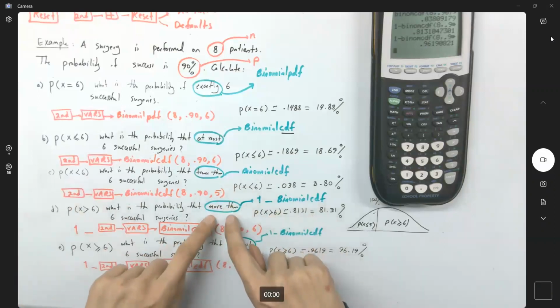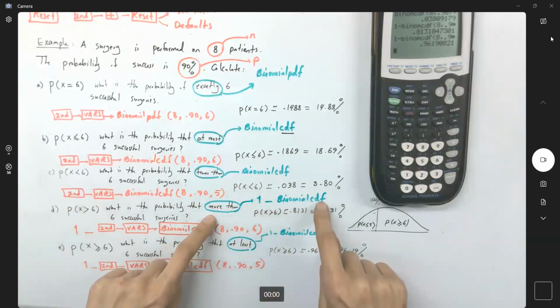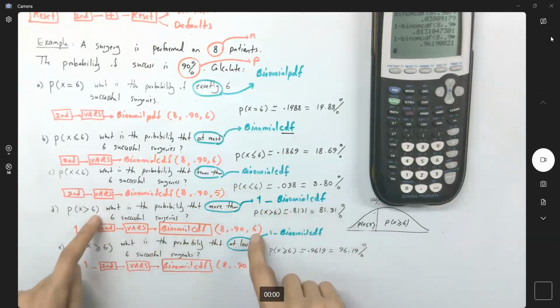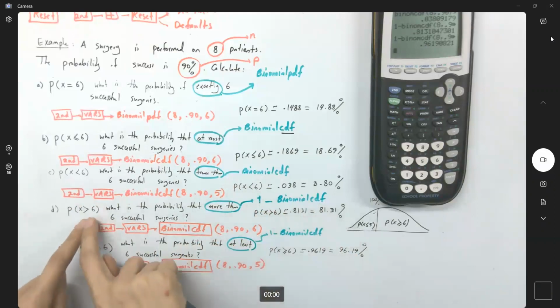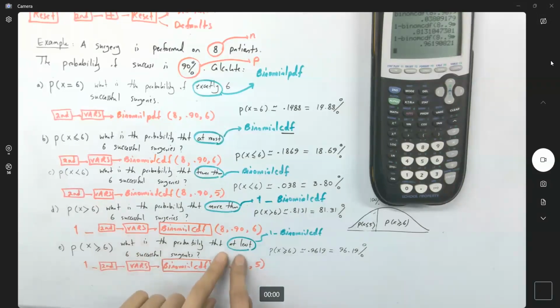If it says more than, I have to do a little bit of algebra. 100% minus binomial CDF. In that binomial CDF, I have the exact value. It says larger than 6. So we are subtracting whatever is before 6, and 6 is also included. And in the last scenario, you have at least. It means that the value is included and more. 1 minus binomial CDF.